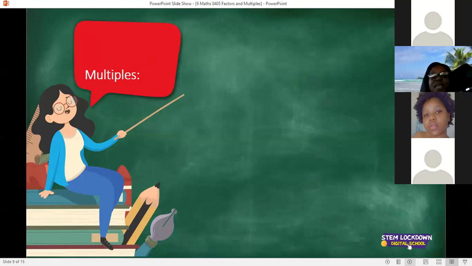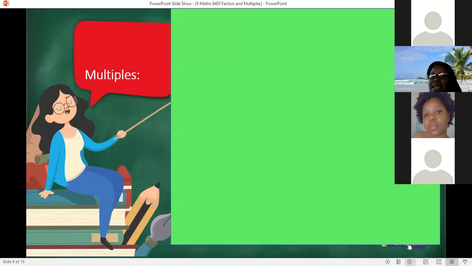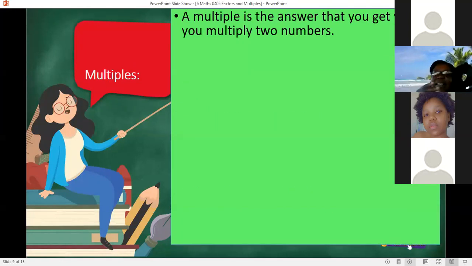Now we are going to look at multiples. Remember, we said that a factor starts from 1 and it ends with that number. And we went through how you can get factor pairs. We said you have to find the two numbers that when you multiply them together, they give you that number. So now a multiple, this is an opposite. A multiple is the answer that you get when you multiply two numbers.